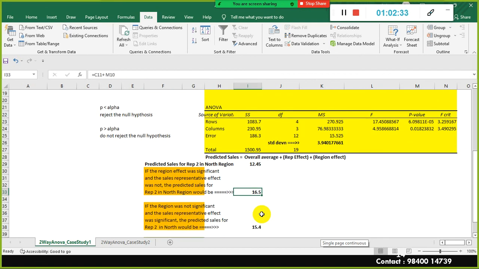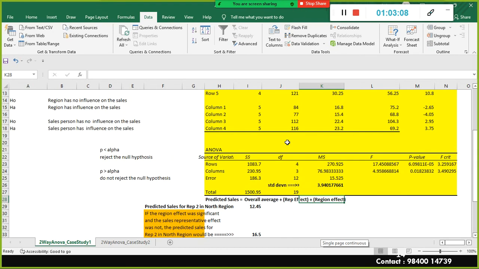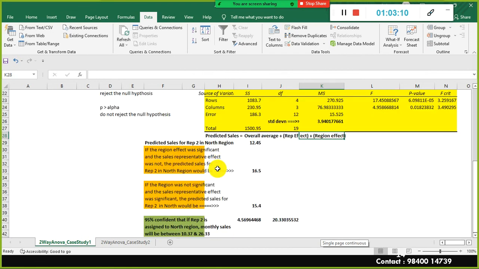If you consider the rep effect is 0 without salesperson, so what is the expected sales if I deploy a person in north region? Okay, if you consider the rep effect is 0, 16.5 is the region effect. If I don't deploy a salesperson, what is the sales and region effect? And if the region was not significant and the sales representative was, it is the opposite. So you need to say, I don't consider the region effect, 0 effect for the region, and only the rep effect I am going to consider. So the rep effect is minus 4.05 from 19.45. You will get 15.4.